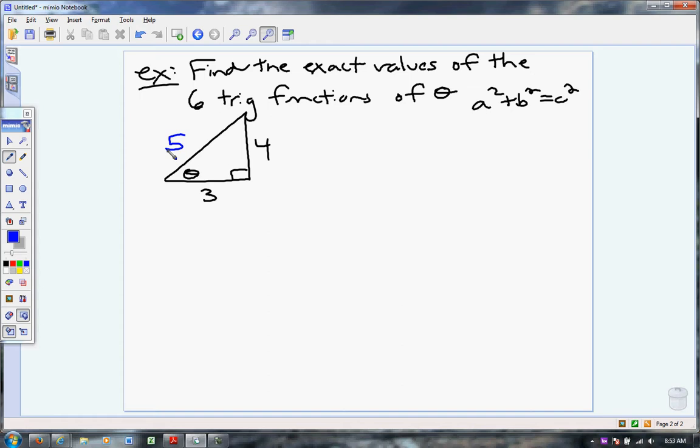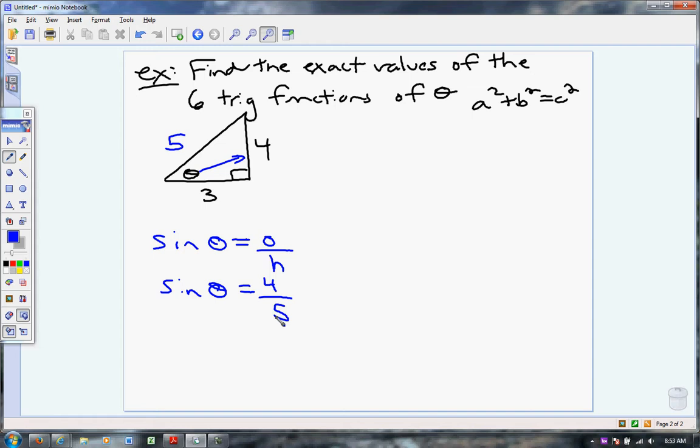So if I want to do the 6 trig functions of theta, the sine of theta is opposite over hypotenuse. I just put O over H. And we don't have to write that on all of these. I'm just doing it for the first one to explain. So the sine of theta is the opposite side, which is 4, over the hypotenuse, which is 5. And we've done that one.